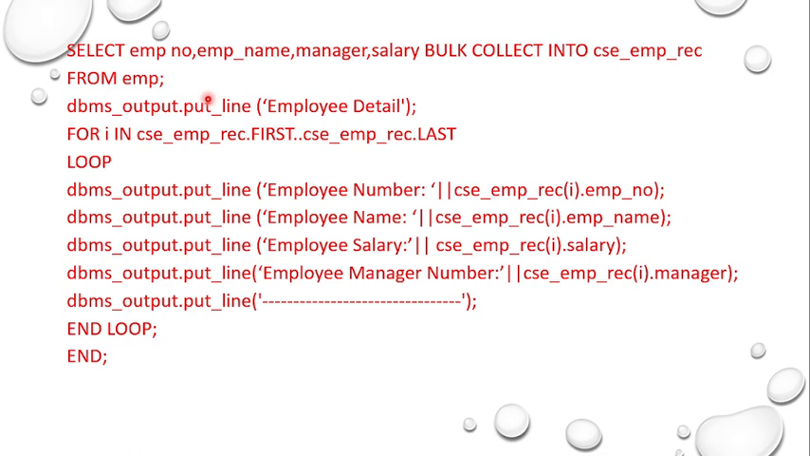So this is the way to create an employee record, insert the values, and at last print the information. Once you execute the program and there is no error, you will get the information like this: employee number 1000, name, employee salary and, at last, employee manager. Like this, you will get around 4 records. This is the way to use collections in SQL.